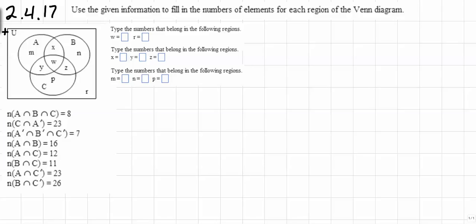So first we'll start with this one. And we remember that n of means the number of elements. So anytime we have an n in front of and there's something in here, this is going to be the number of elements.